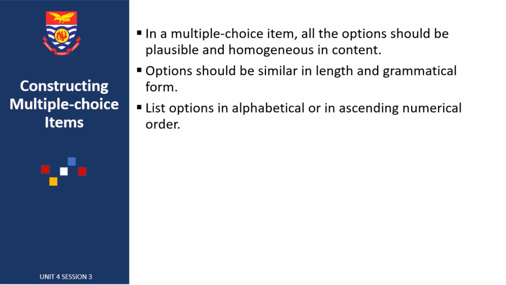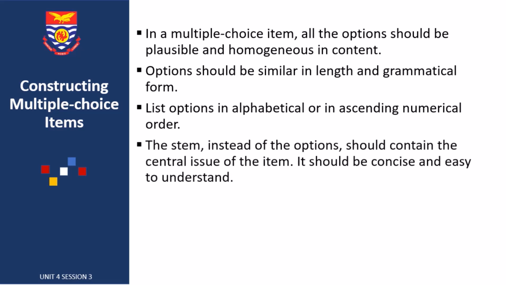List options in alphabetical or ascending numerical order. It can be from lowest to highest, or others go from highest to lowest. Of course, if the answer is 8, you can start from maybe 2, 6, 8 in that order, or maybe 6, 7, 8, 9. It should be in alphabetical order. It depends on the choice. Either you want to use all even numbers or all prime numbers. It depends on the choice of your question.